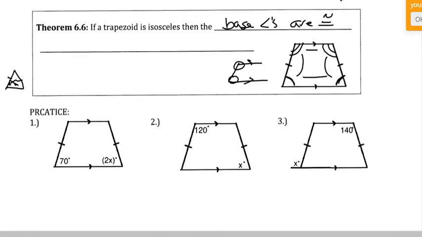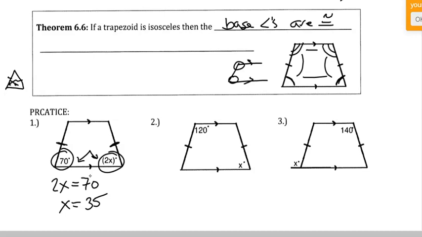We're looking at this right here. Those are base angles, and this is an isosceles trapezoid. So we know they must be congruent. When things are congruent, you can set their measures equal to one another. So 2x has to equal 70. Therefore, x equals 35.